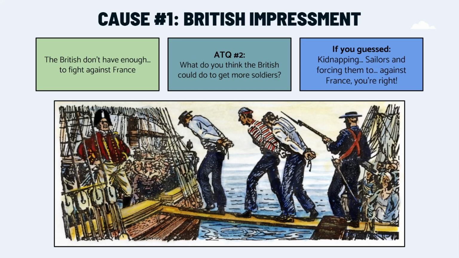So if you guessed kidnapping American sailors and forcing them to fight against France, you would be 100% correct. And that is exactly what the British do. This is British impressment. It is kidnapping sailors and forcing them to fight for your army. And in this case, they are going to take American ships and the American sailors to fight against France. It's something that the British have been doing for hundreds of years. However, they really focus in on attacking America because we did not help them in the war against France.